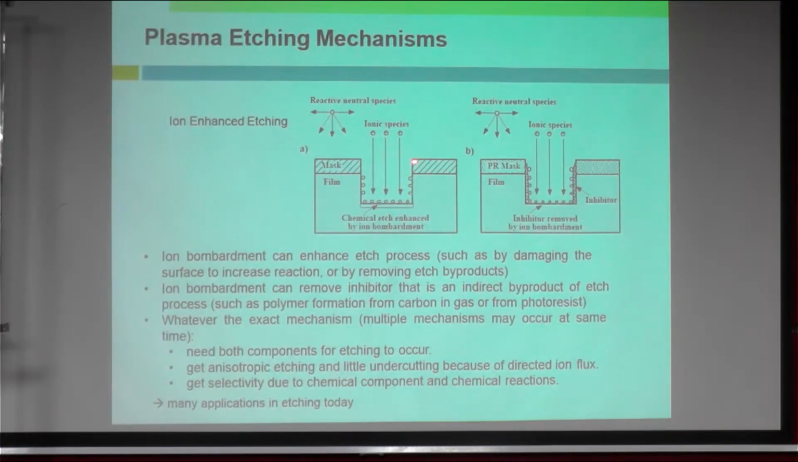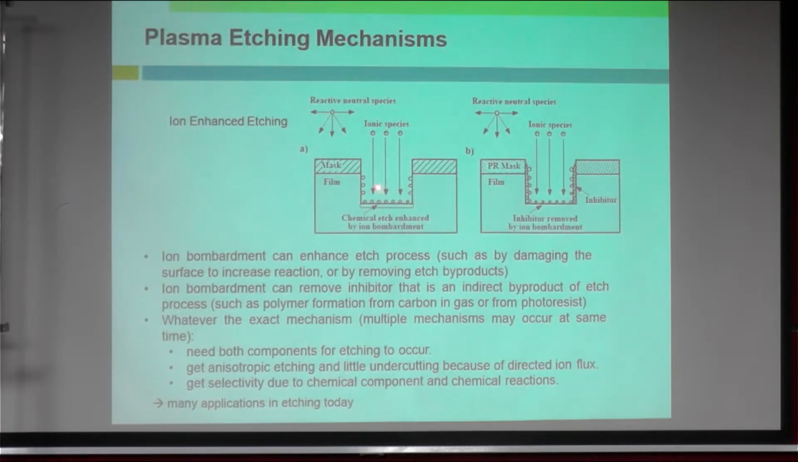So for the removal of this, the material removed may remain somewhere on the surface as well. That is why ion bombardment can remove an inhibitor that is an indirect byproduct of the etch process, such as polymer formation from carbon in the gas or from the photoresist itself. So whatever the exact mechanism, whether multiple mechanisms occur at the same time, you need both components for etching to occur.